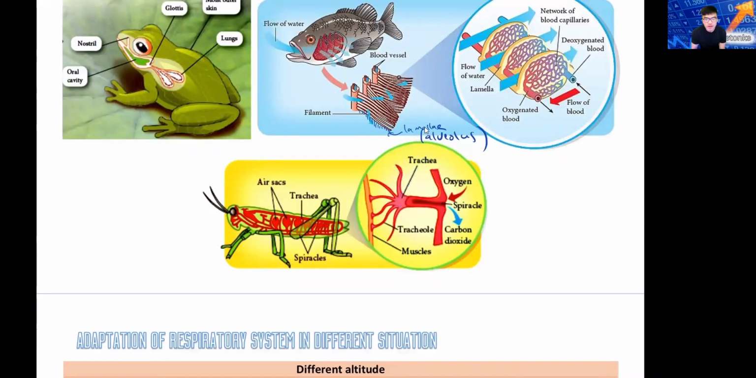Is lamella the capillary? No. Lamella is like the alveolus. The lamella is there to do gaseous exchange. Can you see? The oxygen will go into the blood and become oxygenated blood.